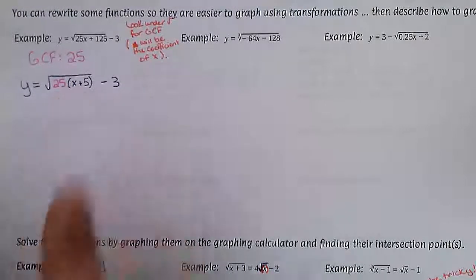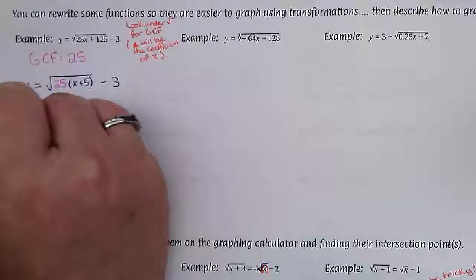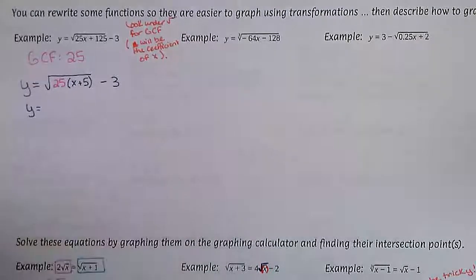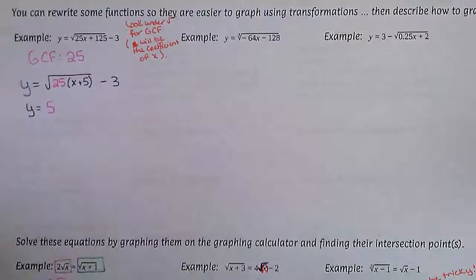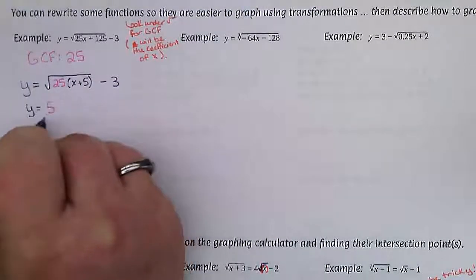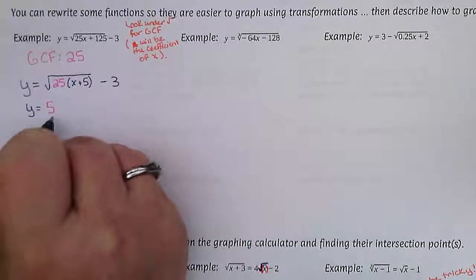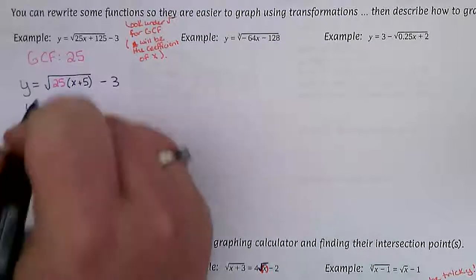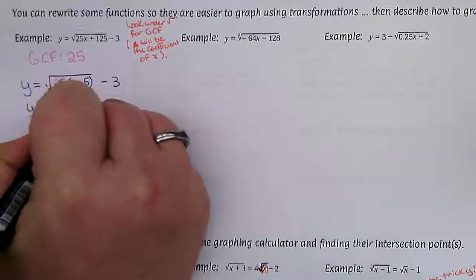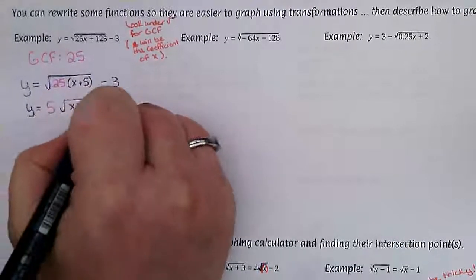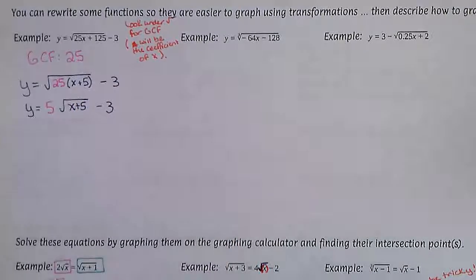Now let's look at what's under the radical. Can I take the square root of any of those things? Well, hopefully you recognize that you can take the square root of 25. The square root of 25 is 5. So I take that out of the radical because I took the square root of it. But x plus 5 I cannot take the square root of, so that stays under the radical. And then minus 3 out here.